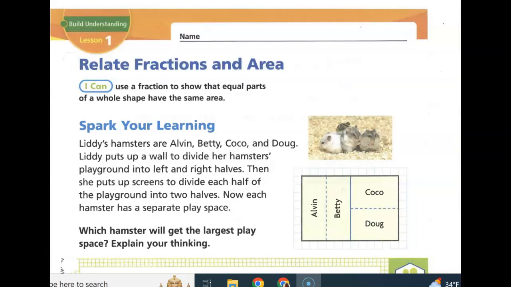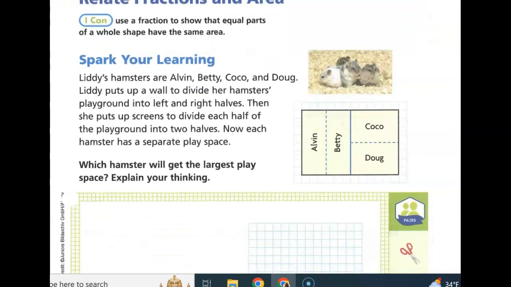Lindy's hamsters are Alvin, Betty, Coco, and Doug. Lindy puts up a wall to divide her hamster's playground into left and right halves. Then she puts up screens to divide each half of the playground into two halves. Now each hamster has a second space to play. Which hamster will get the largest play area?